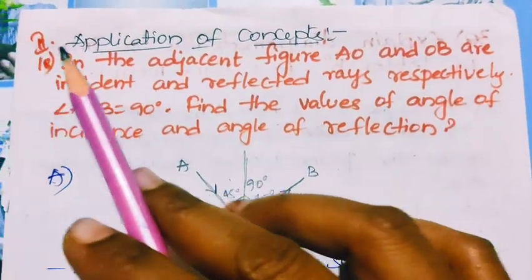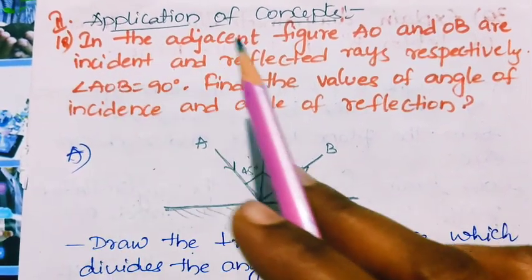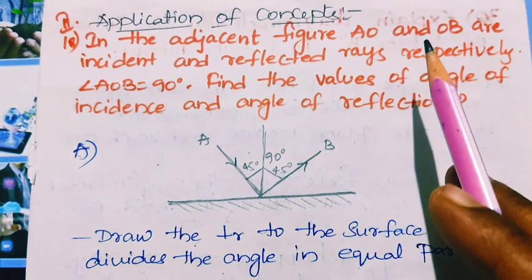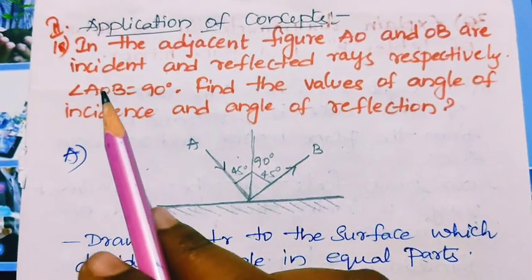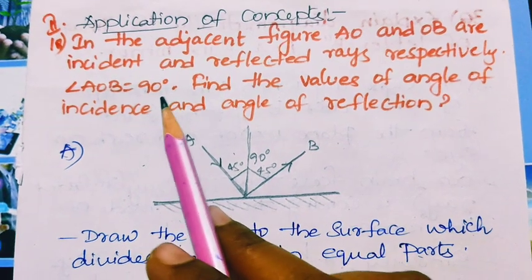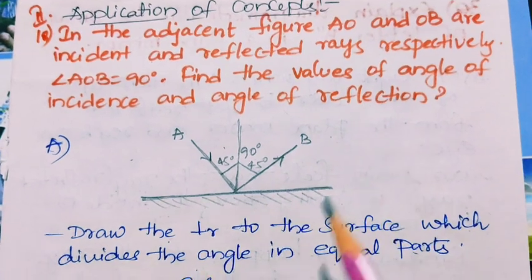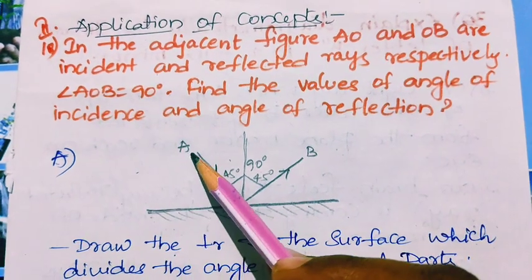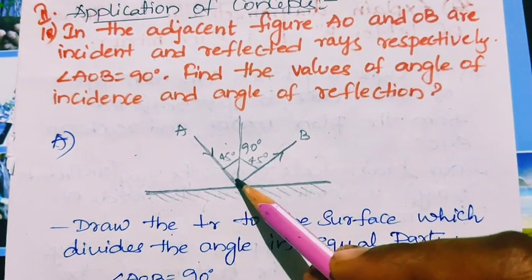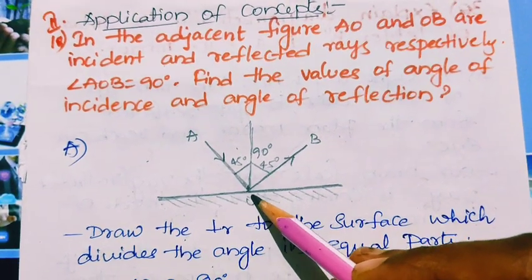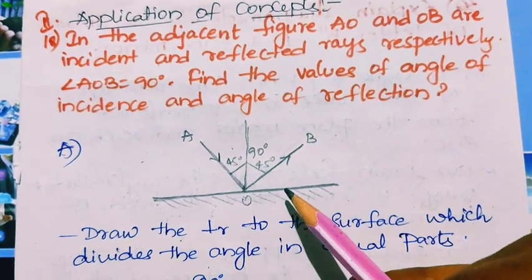Next, the second set of questions are application of concepts. In that first question, in the adjacent figure, AO and OB are incident and reflected rays respectively. Angle AOB is 90 degrees. Find the values of the angle of incidence and the angle of reflection. So here, an incident ray A and the reflected ray B. So here O. Angle AOB is 90 degrees.